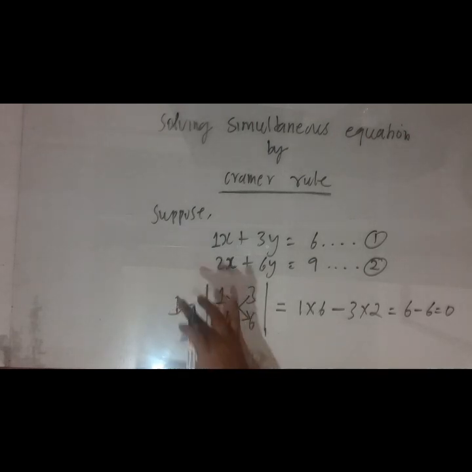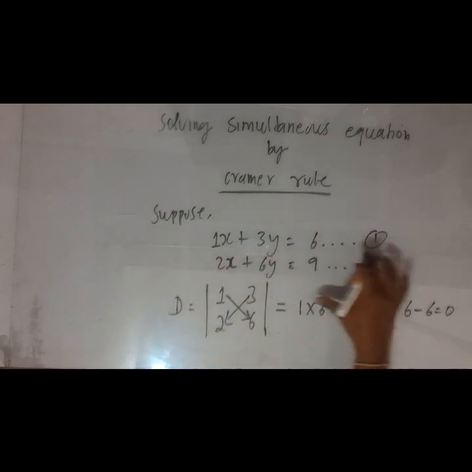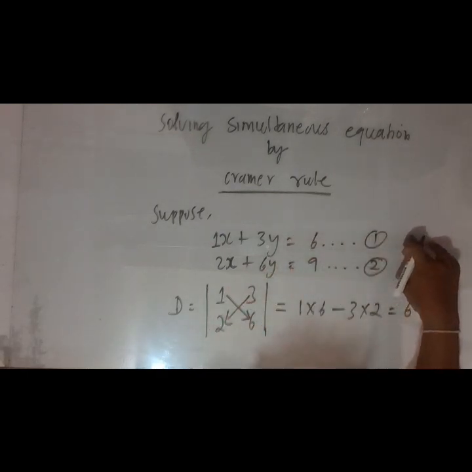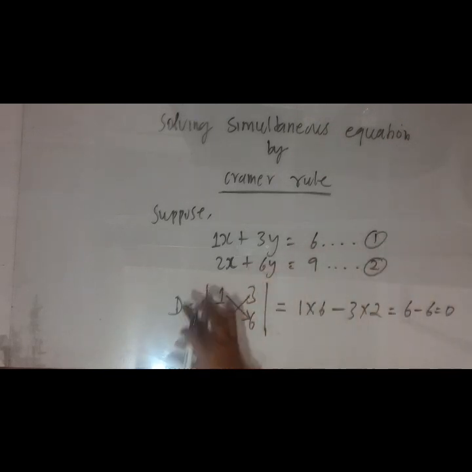So you have to find out what D is for these two equations. First of all, using these two equations, you find D. We have solved this determinant, and the value of D is 0. I am talking about the Cramer rule: these two equations are given, and you have to find D.